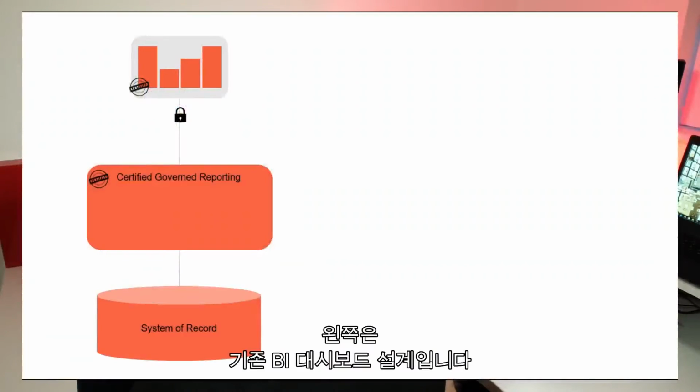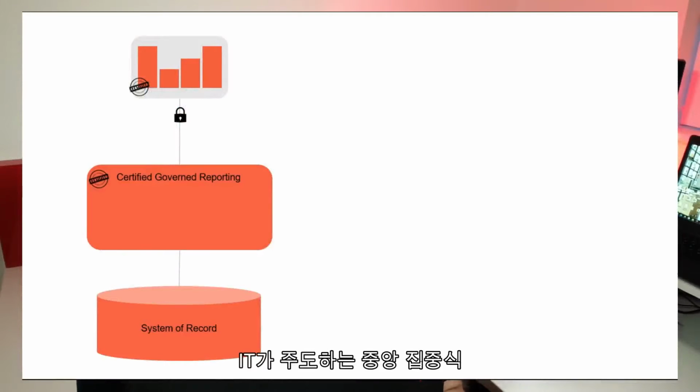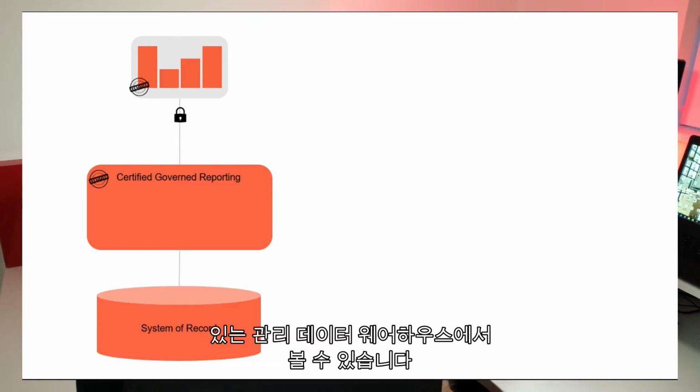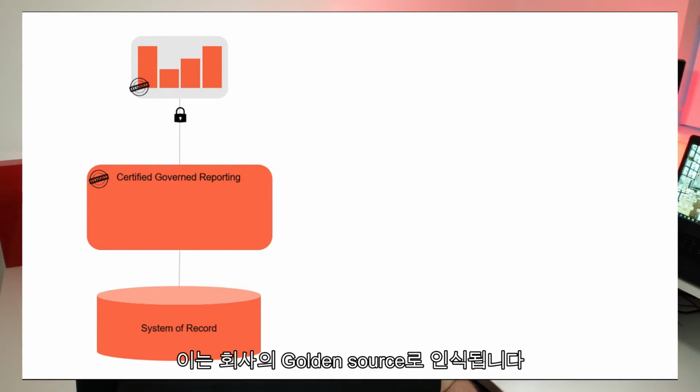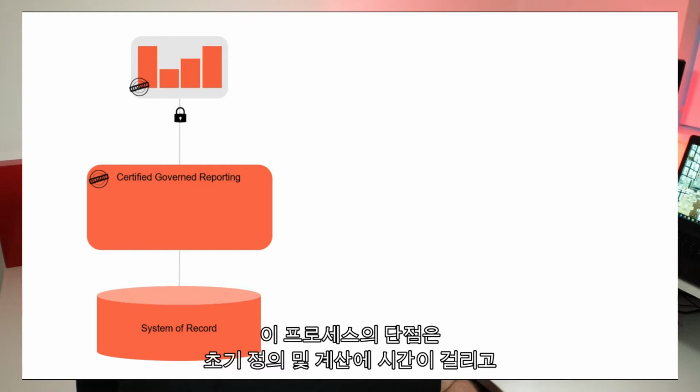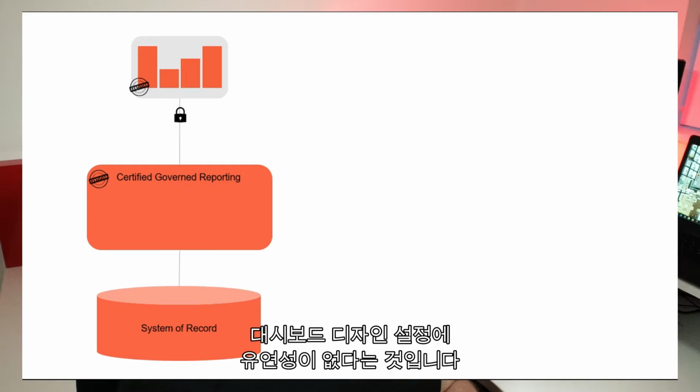On the left, you can see the traditional BI dashboard design. This is centralized reporting, normally IT-led, and is normally from a governed data warehouse, which has clearly defined calculations and objects. This is sometimes known as a company's golden source of truth. The downside of this process is that it initially takes time to define and calculate, plus is inflexible from a dashboard design setup.